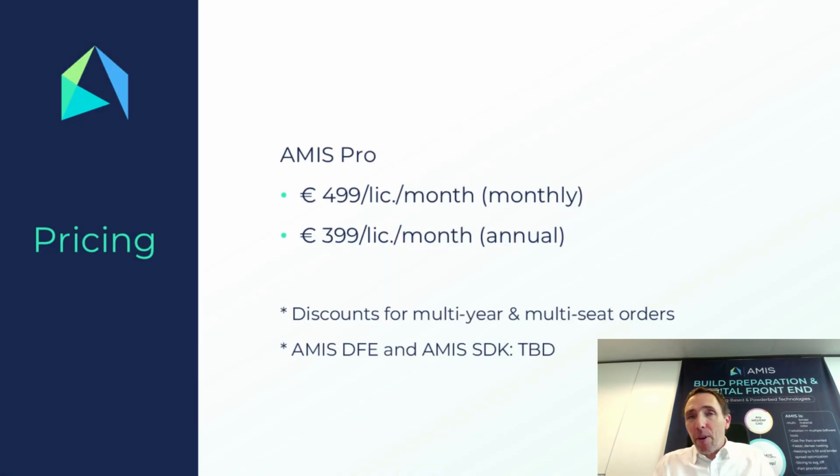I promised to say something on the pricing as well. Nothing has changed there. It's either 499 or 399 per license per month. That's an individual license. One is for the monthly license, the other one is for an annual license. Of course, if you take multiple licenses or multi-year, multi-seats, there are some discounts that can be applied.